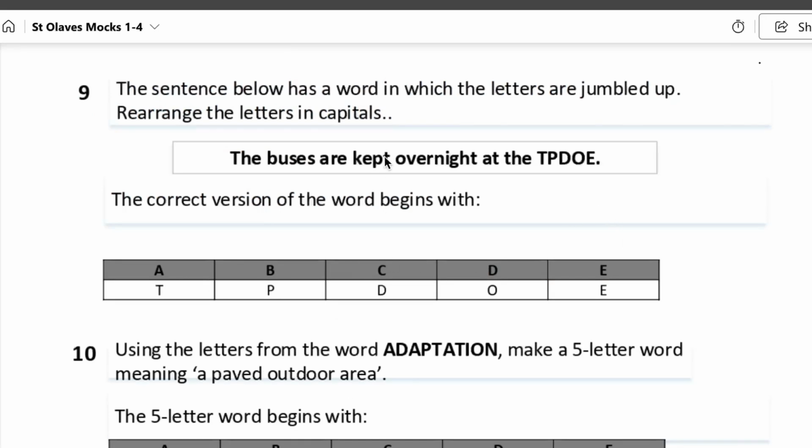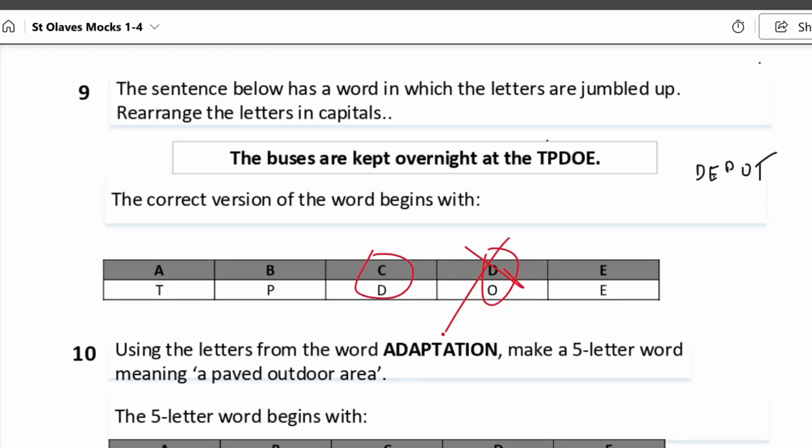Question number 9. The buses are kept overnight at the. You keep buses in a depot. So depot spelled like this. What does this word begin with? The word begins with D. Oops, this one. Begins with D, so solution C.